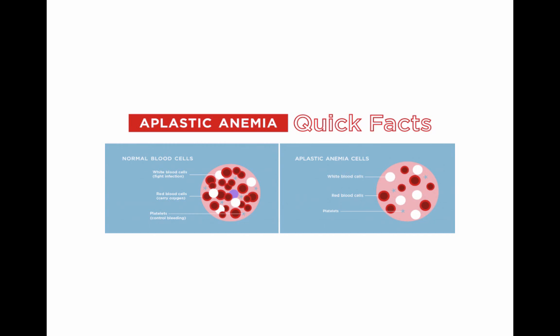Aplastic anemia is a type of real serious anemia that oftentimes is a consequence of either drug therapy, but most notably chemotherapy, because chemotherapeutic agents target rapidly dividing cells, and our bone marrow is one of those locations where we have rapidly dividing cells. And so with aplastic anemia, you see definitely a decrease in red blood cells and many times platelets as well.